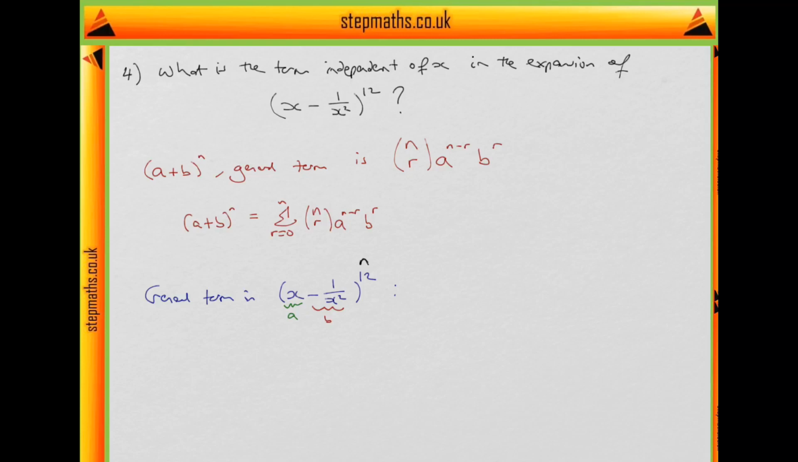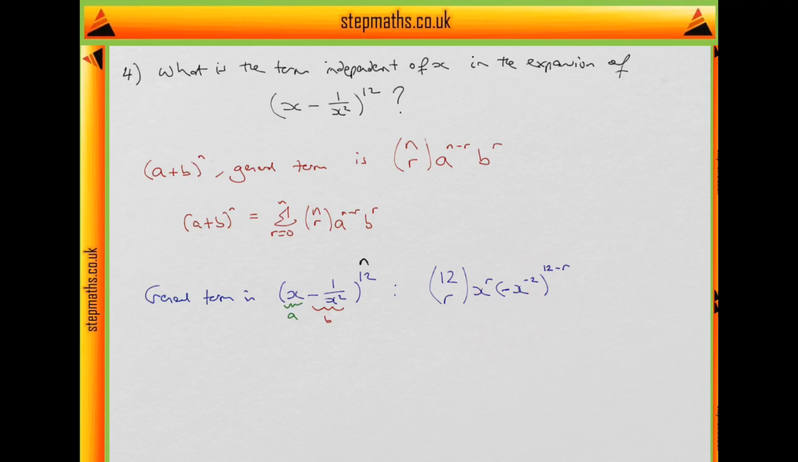So it's n choose r, so that's 12 choose some number r, times a to the r, so that's x to the r, times minus 1 over x squared, so that's minus x to the minus 2, to the power of n minus r. Okay, and we want this to be independent of x. So what does that mean? Well, that means that the term has no power of x in it. In fact, sorry, I've written n here, there should be a 12, we said that n was 12. So it's minus x to the minus 2 to the 12 minus r. So we want this term to be completely independent of x.